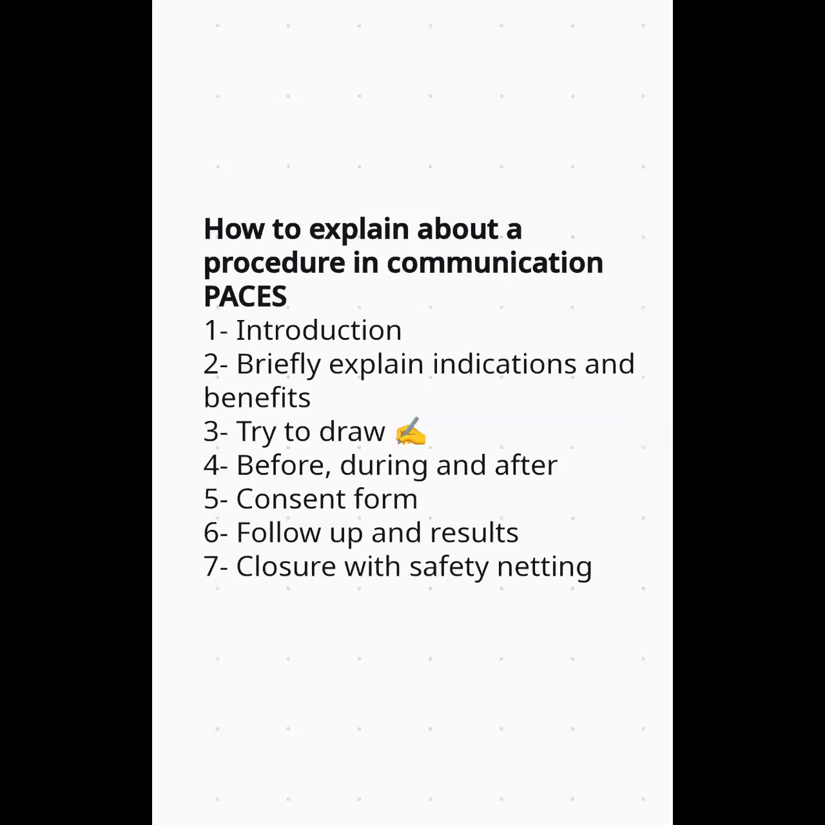This procedure was prescribed for you in the best interest of your condition. Briefly explain the indication and the benefit of this procedure. However, as any procedure, this procedure might have some risks and complications, but be sure that the benefit usually outweighs the risk of this procedure. That's why we are explaining this procedure for you.